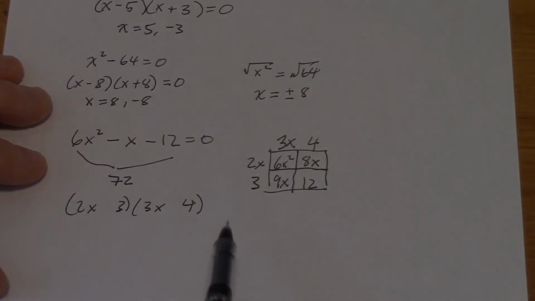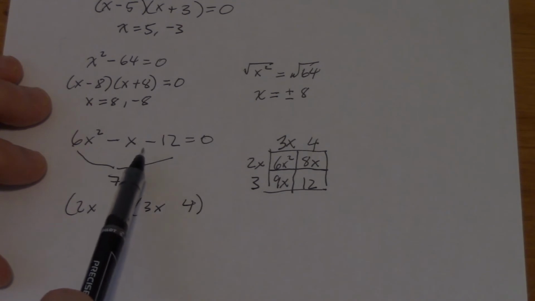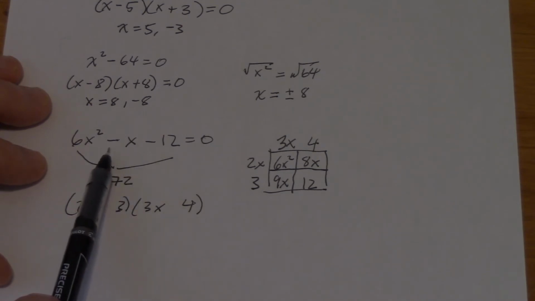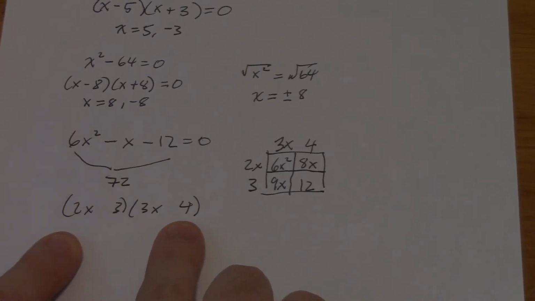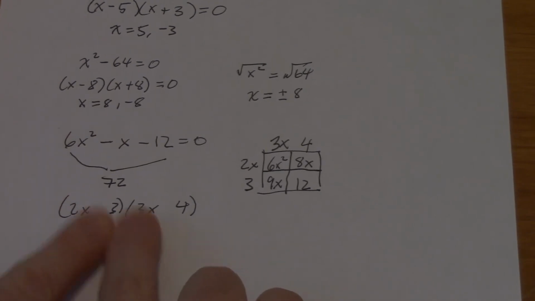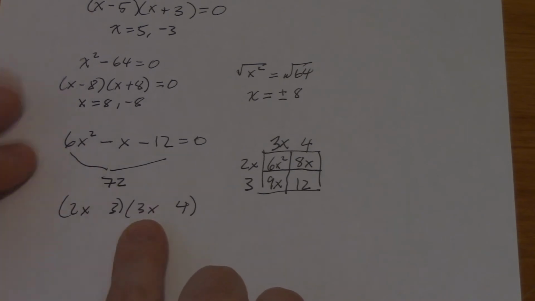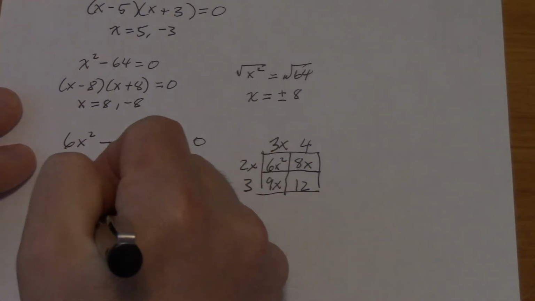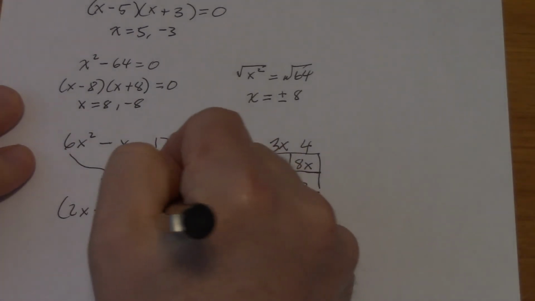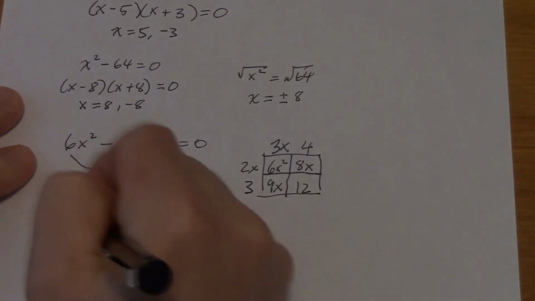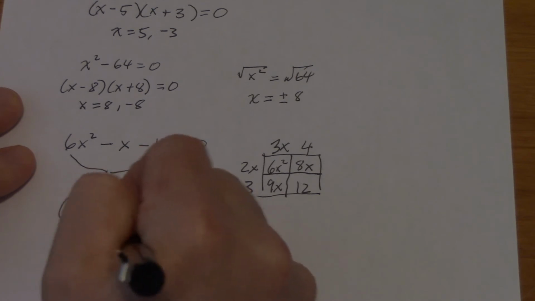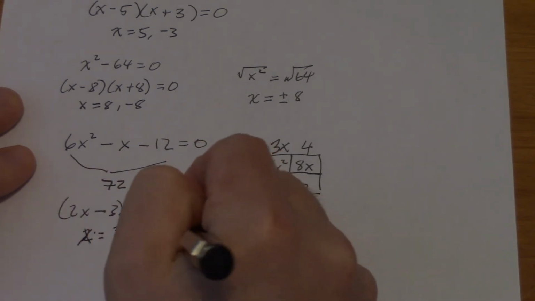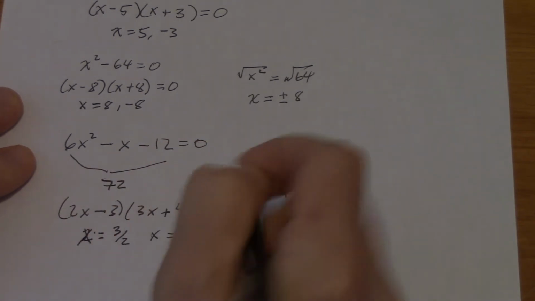And then to figure out the signs, we know that they're different signs, and we know that the biggest one of the two middle terms is a negative. So if I'm looking at the middle terms, I have 8 from the outer, and 9 from the inner. 9 is bigger than 8, so 9 gets the minus sign. So the way we have to put it is we have to put it right there with that minus 3, and the other one gets a plus sign. And then we can just write our answers. X equals 3 halves, and x equals negative 4 thirds.